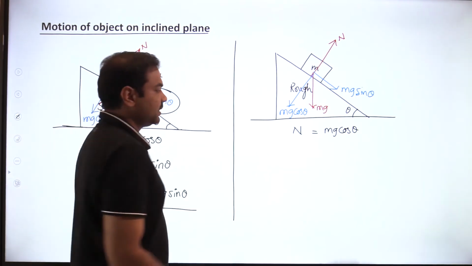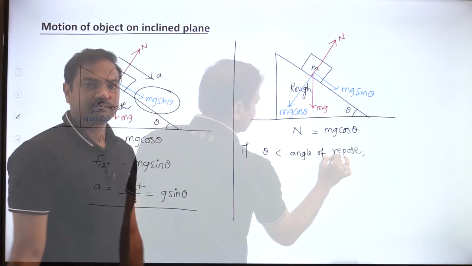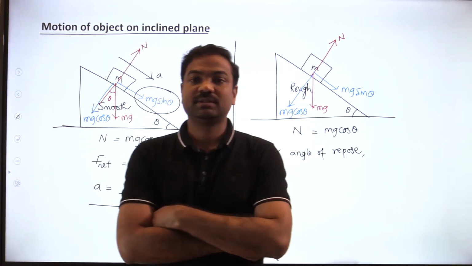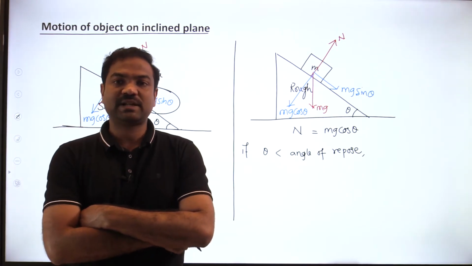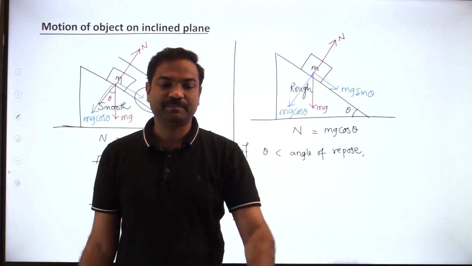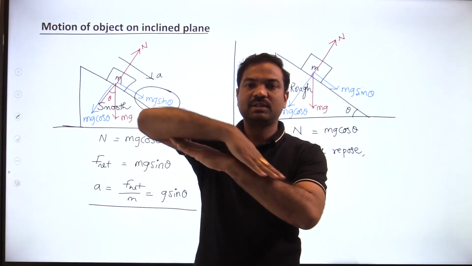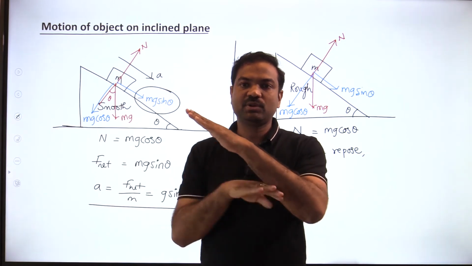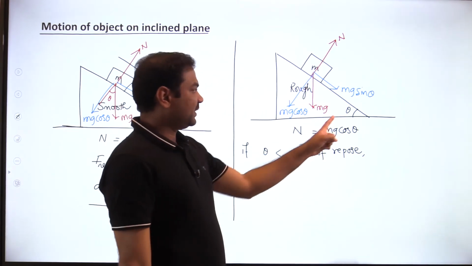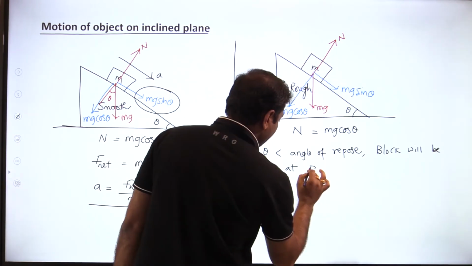No problem till here. But if theta, the angle of inclination, is less than the angle of repose, the angle at which the block will slide or is ready to slide on the inclined plane, what will happen? As I am increasing the angle of inclination, the block will slide down at the angle of repose. So if the angle of inclination is less than the angle of repose, will the block be at rest or sliding down? Rest. Very good. The block will be at rest.